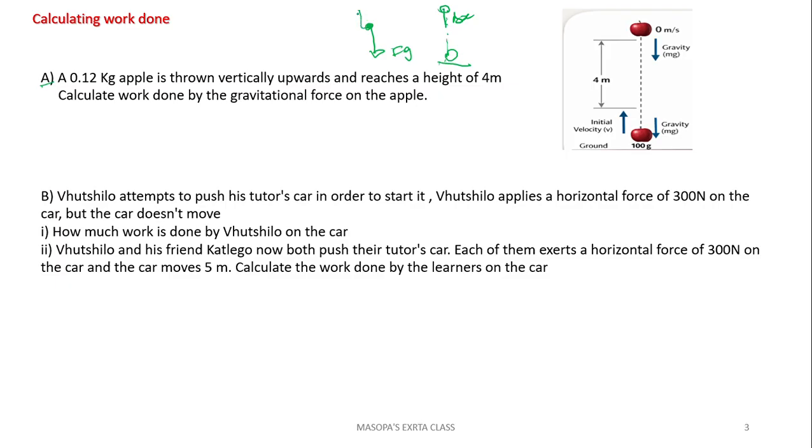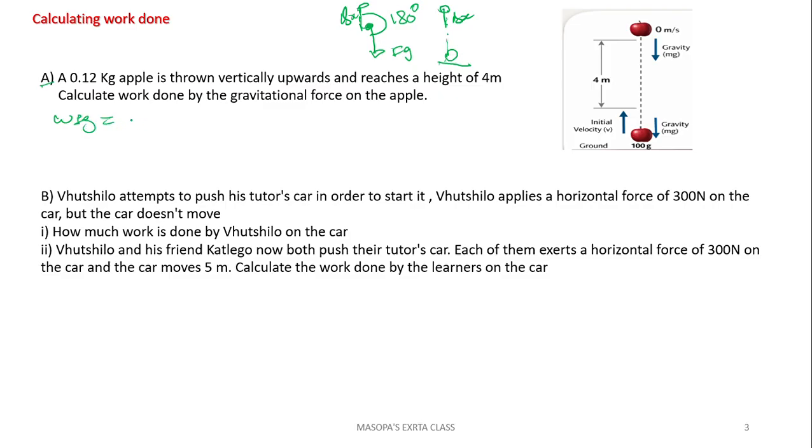Let me use dotted lines to represent our delta x. Also you can see that our angle now will be 180, because angles on a straight line are equal to 180. So let's quickly calculate the work done by gravity.